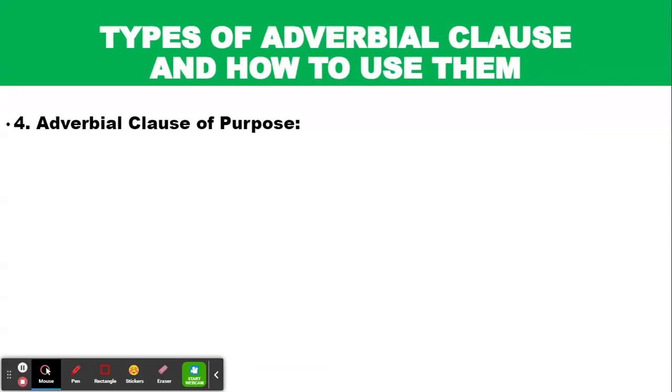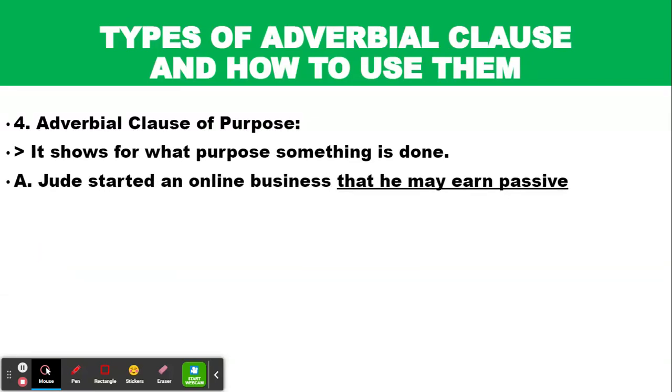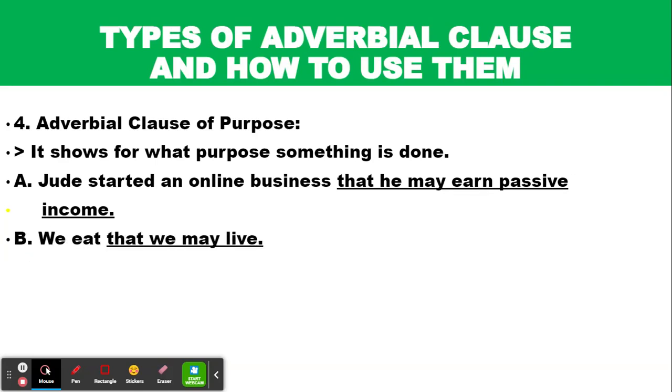Number 4, adverbial clause of purpose. It shows for what purpose something is done. For example, Jude started an online business that he may earn passive income. That's the purpose. Jude started an online business. For what purpose? That he may earn passive income. B, we eat that we may live. We eat, for what purpose do we eat? We eat that we may live.